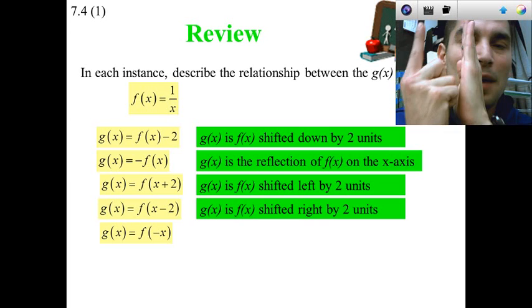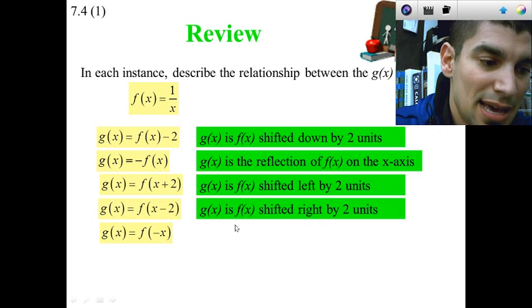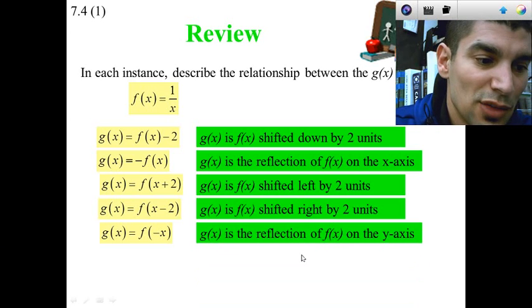That is the end of your notes. So we're done with notes for today. Your homework tonight is 7.3 and 7.4.